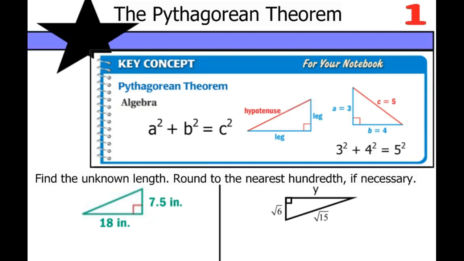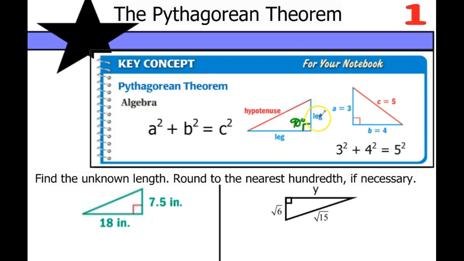Good morning. Today we are learning something new. It's called the Pythagorean theorem. This is a big fancy word that has to do with right triangles, meaning our triangle has a right angle, or a 90-degree angle. So first let's talk about our triangles before we talk about our equation.